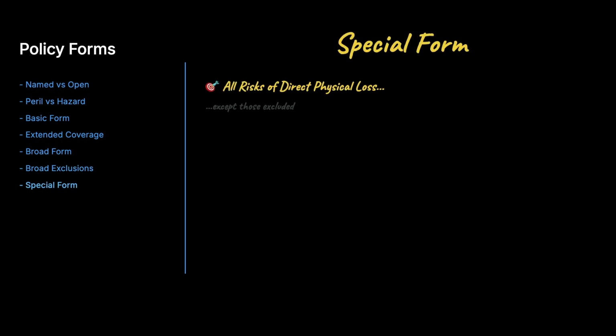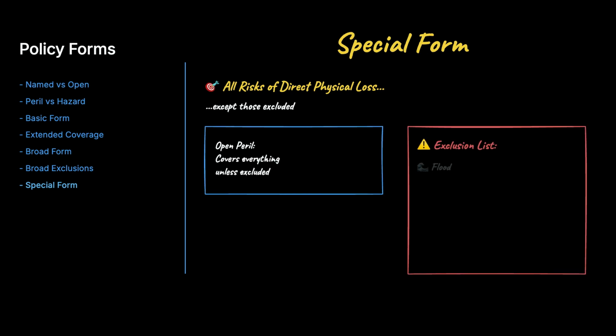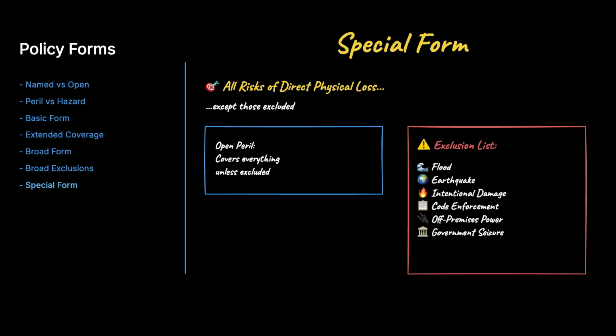At the top sits special form, the open peril or all risk approach. Instead of listing what's covered, it covers all risks of direct physical loss, then names a short exclusion list: flood, earthquake, intentional damage, code enforcement, off-premises, power failure, and government seizure. That phrase, all risks of direct physical loss except those excluded, flags special form.